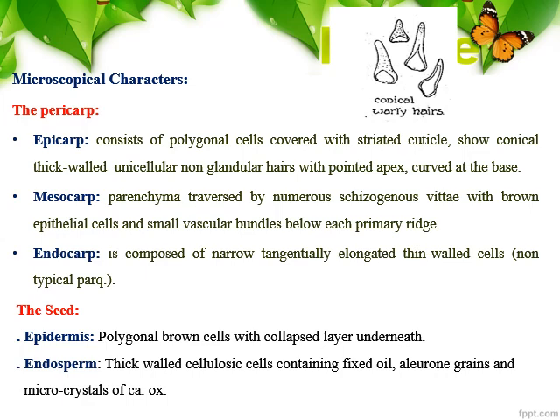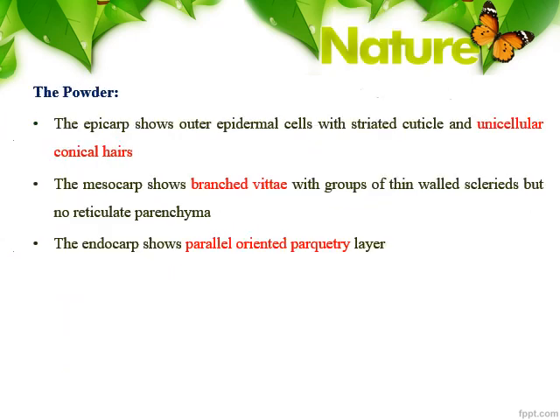The seed has endosperm filled with aleurone grains, oil globules, and microrosette crystals of calcium oxalate. The epidermis of the seed consists of polygonal brown cells with a collapsed hyaline layer below.